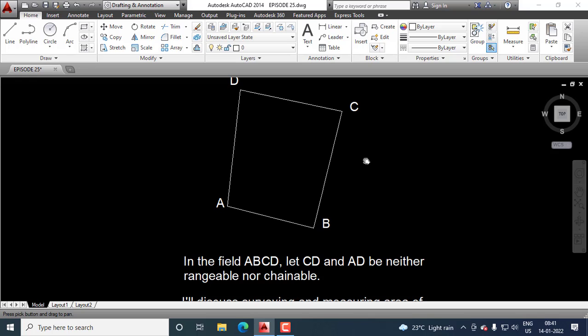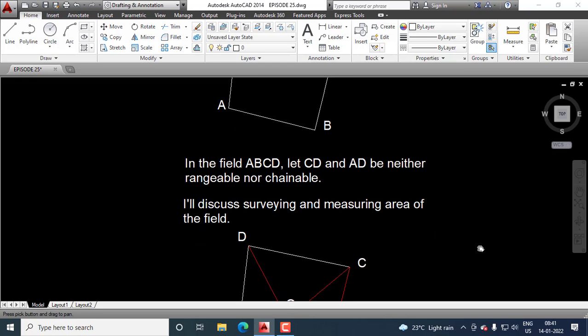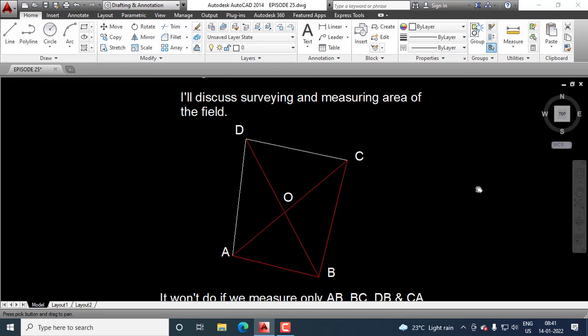So, in our field, these two sides are neither rangeable nor chainable. Now let's discuss how to survey this field and measure its area. We measure AB, BC, CO, OA, DO and OB. We don't measure AC, we measure AO, OC. We don't measure BD, we measure BO, OD.